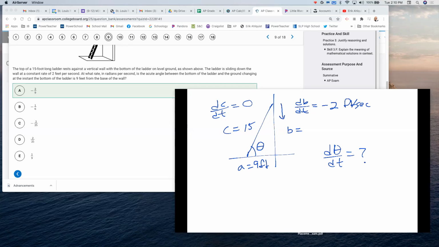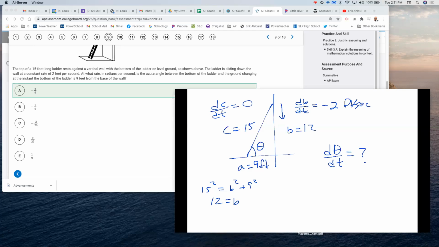But I would love to know what B is. Well, I could find B, because I could do 15 squared is equal to B squared plus 9 squared. And I don't know what that comes out to be. It's probably a Pythagorean triple, right? So it's a 3, 4, 5. So it's 12. Is that right? I think B's 12. Okay, so B's 12.